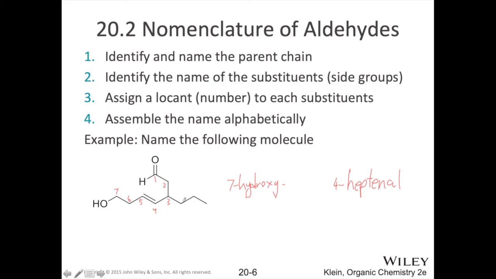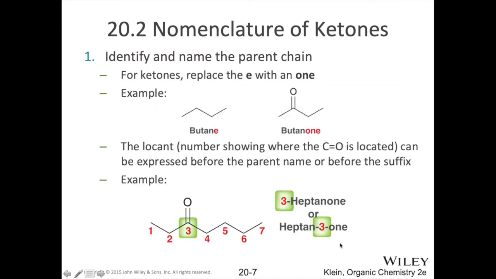And our propyl group is in the number 3 position, so that's 3-propyl-4-heptenal. Again, a molecule like this with 3 major functional groups is kind of a tougher problem. You wouldn't see something this complicated in a quiz or exam, but this is a nice practice problem to try and get the hang of how to name these aldehydes.